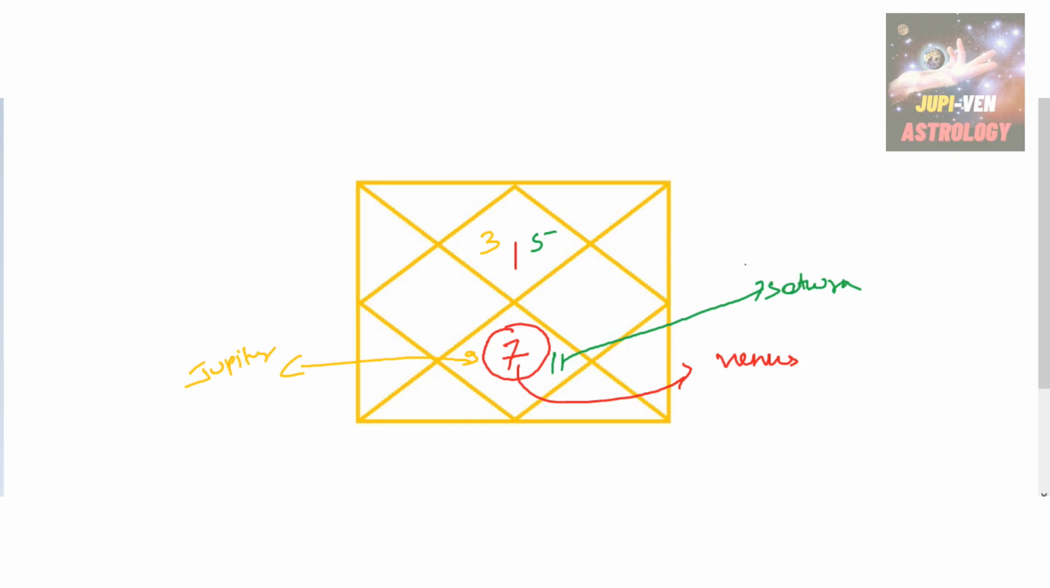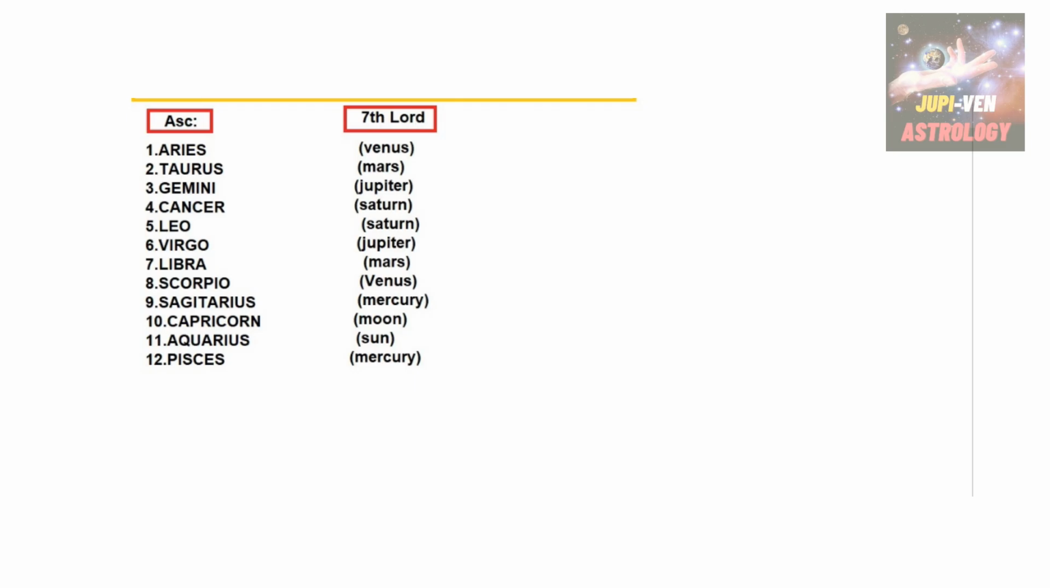I have given this list of seventh lords, as you can see on the screen. For Aries ascendant, seventh lord is Venus. For Taurus ascendant, seventh lord is Mars. For Gemini ascendant, seventh lord is Jupiter. For Cancer ascendant, seventh lord is Saturn. For Leo ascendant, seventh lord is Saturn. For Virgo ascendant, your seventh lord is Jupiter. For Libra ascendant, seventh lord is Mars. For Scorpio ascendant, seventh lord is Venus. For Sagittarius ascendant, your seventh lord is Mercury. For Capricorn ascendant, your seventh lord is Moon. For Aquarius ascendant, your seventh lord is Sun. And for Pisces ascendant, your seventh lord is Mercury.